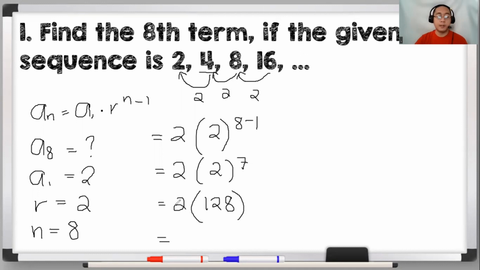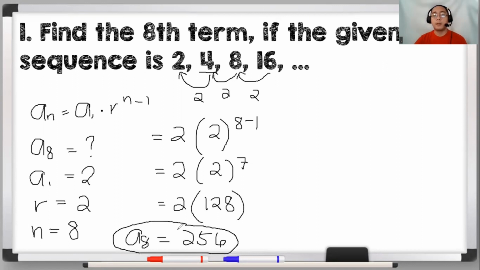Then multiply it by 2. So 2 times 128 results to 256. So this is now our eighth term of the geometric sequence. Again, always remember that we will first test the given sequence if this is geometric through the common ratio.